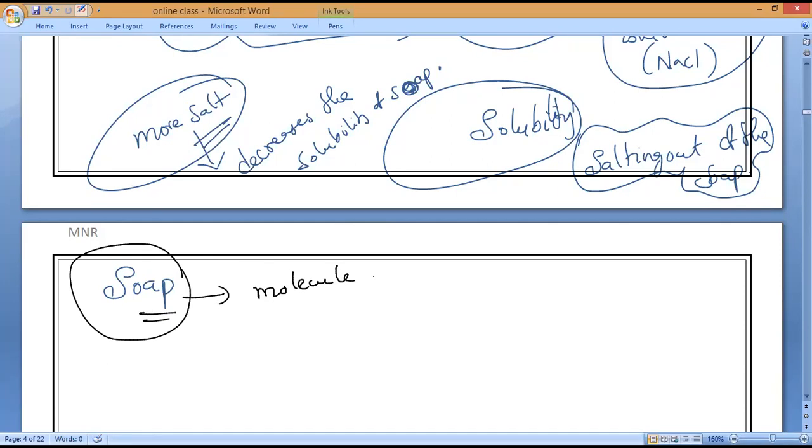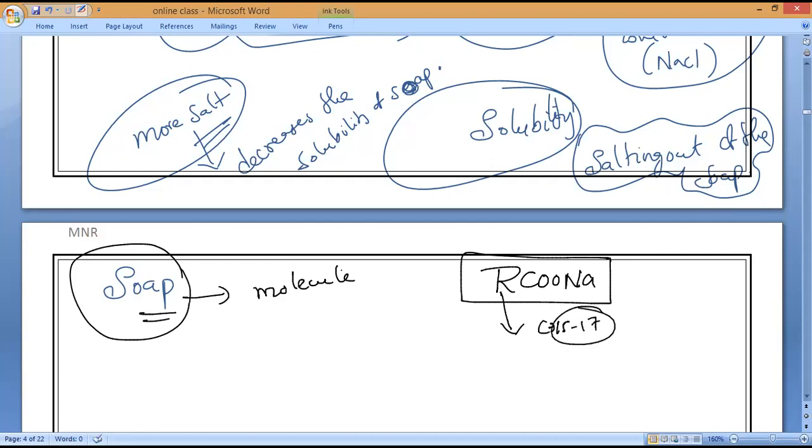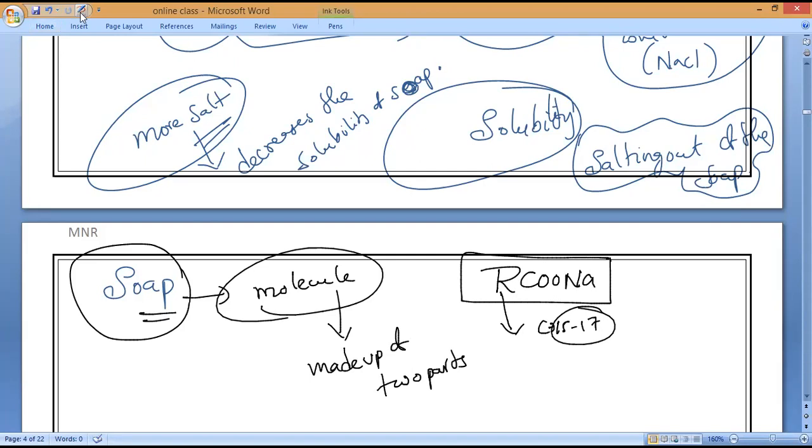As we already studied, I have already given you three kinds of soap. What is the general structure of soap, everybody? RCOONa. So R means what, guys? Alkyl group. R means alkyl group having carbon number from where to where? 15 to 17. Now observe very carefully. Every soap molecule is basically made up of two parts. What is the first part? That is the R part, and the second part is COONa.